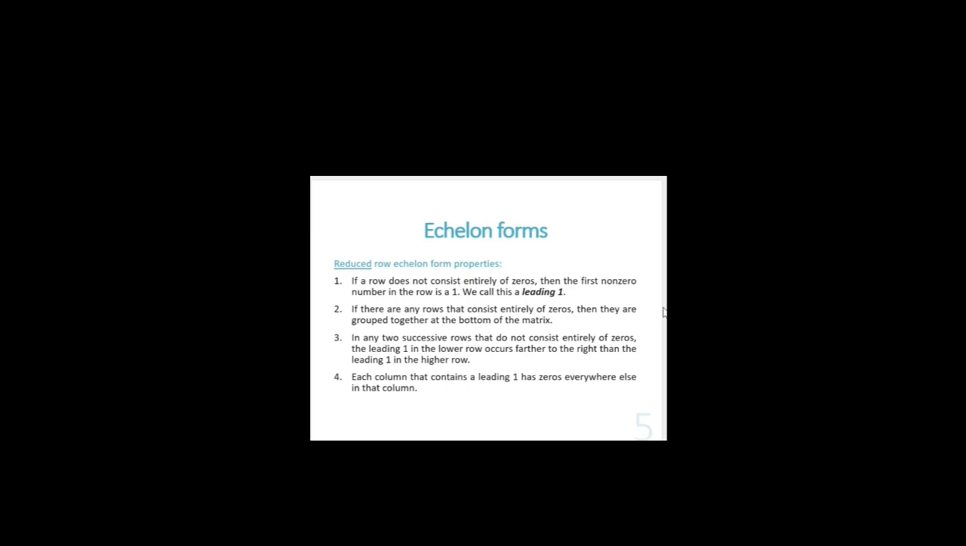And then the other property that the reduced row echelon form has is that each column that contains a leading 1 has zeros everywhere else in that column. You'll notice that with some of the row operations that we did, we achieved some of that as well.